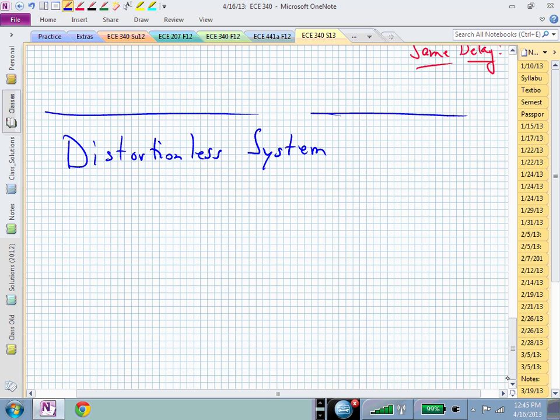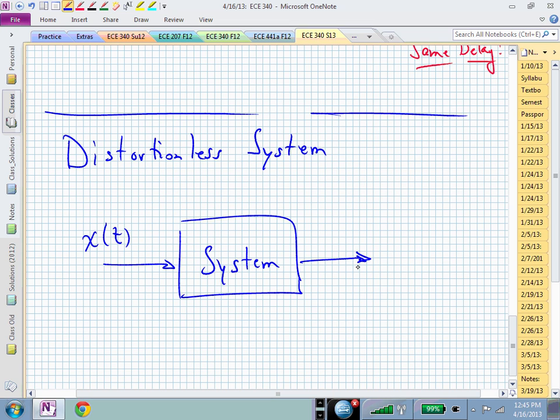you want the following picture. If you inject x of t, an input, into some system, you want the output, y of t, to simply be some gain constant k times the original x. And the original x, it's allowed to have some time delay. Then you're not distorting the signal.